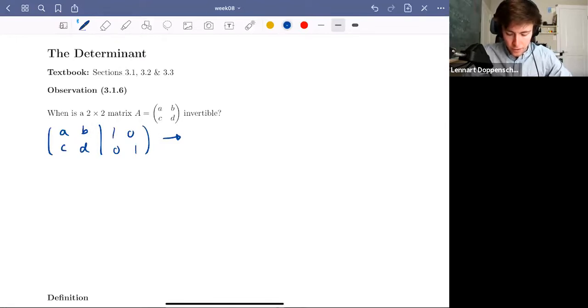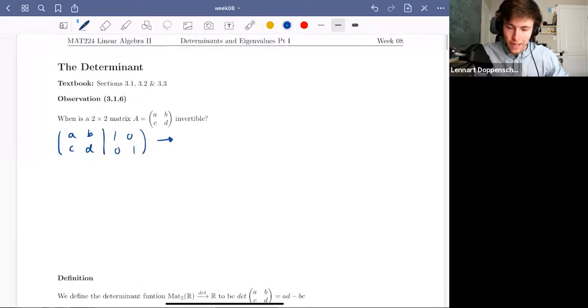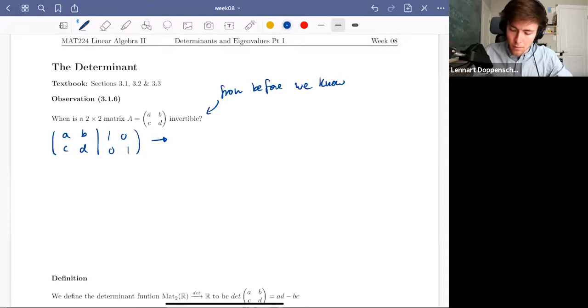So first of all, I want to apply this algorithm here and then see what should be assumed for this algorithm to work. Okay, so first of all, from a previous proposition, we know that the rank of A should be 2.